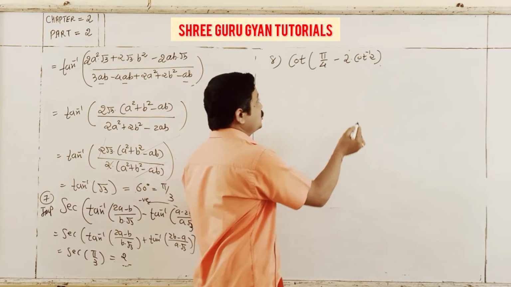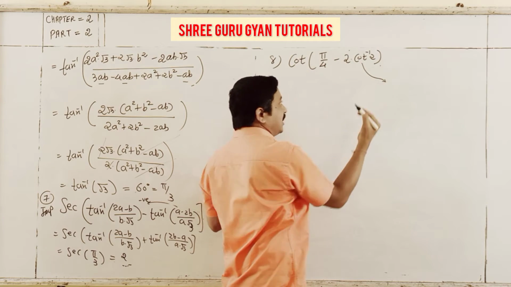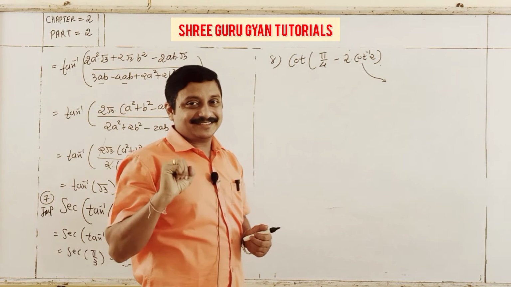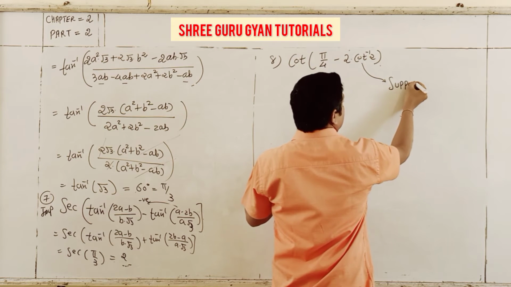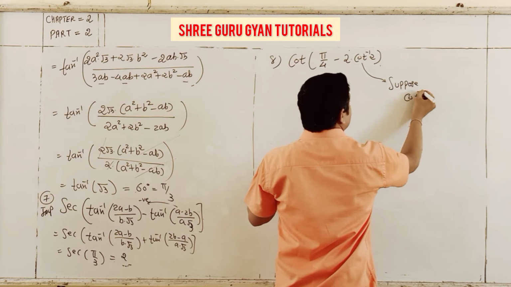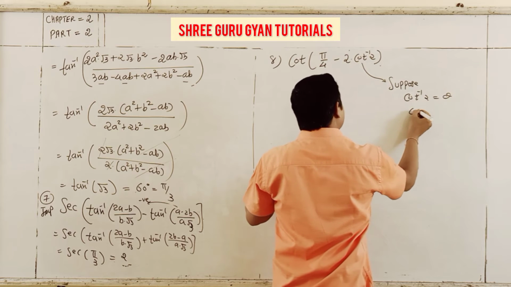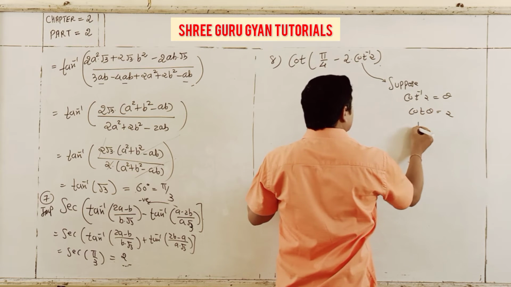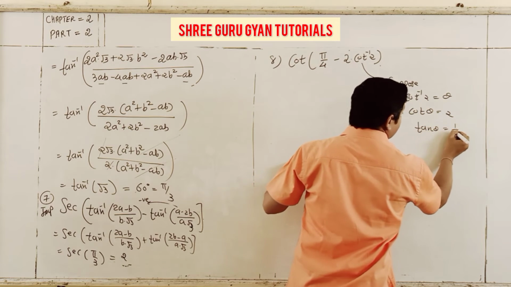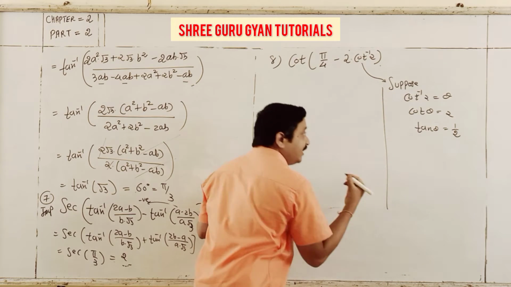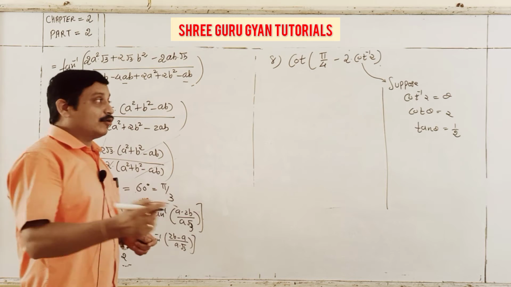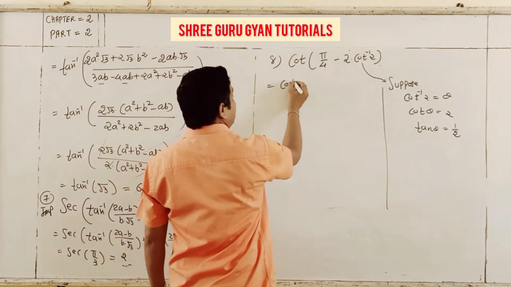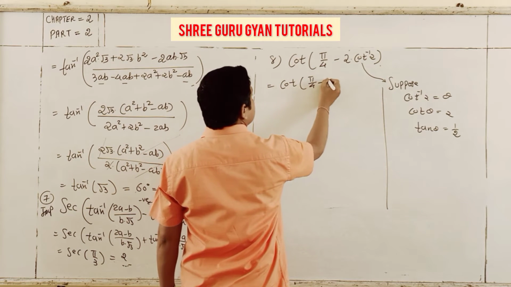Here I just assume something like theta. So suppose cot inverse 2 equals theta. Definitely cot theta is 2, so tan theta is half. You will define by tan theta is half. Now if you further operate on these parts, definitely you will get 45 minus 2 theta.